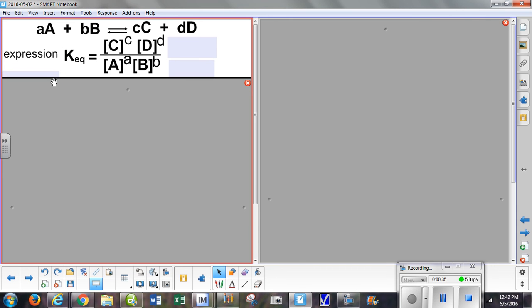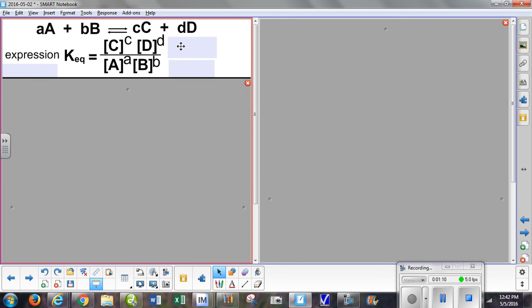First of all, this is called the equilibrium expression, not the equilibrium constant. The equilibrium constant is what you get when you plug numbers into the concentrations of A, B, C, and D and use their coefficients, the a, b, c, d, to calculate what the actual value of the equilibrium constant is. Then it is the equilibrium constant, but right now it's just the expression.